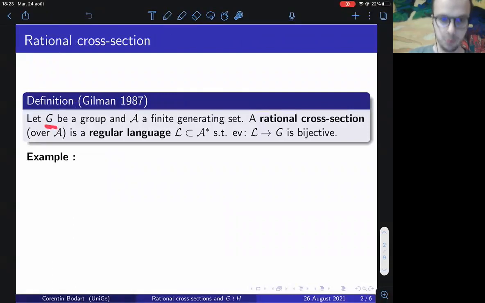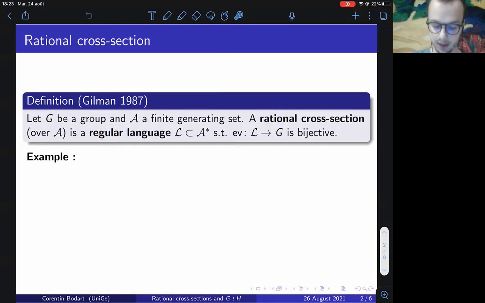So we start with a group G and a finite generating set A. Then what we call a cross-section is actually a language, some set of finite words L, such that the evaluation map from L to G is bijective. So each word in L can be seen as a product, and you can evaluate it in G. And then rational here corresponds to regular.